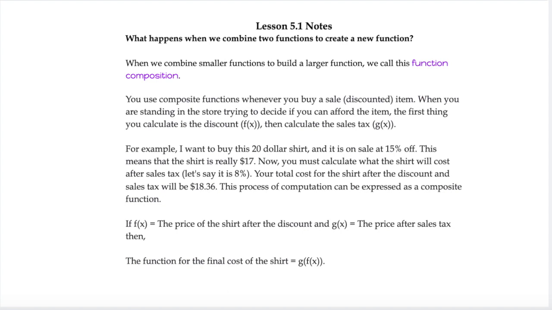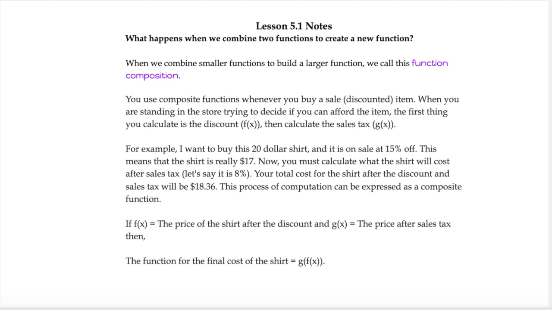So by grabbing two different functions and combining them together is what we call composite functions or function composition. I have under there that the price of the shirt after the discount is our f of x function, and the price after the sales tax then is our g function. So what we ended up doing, the function for the final cost of the shirt is g of f of x.